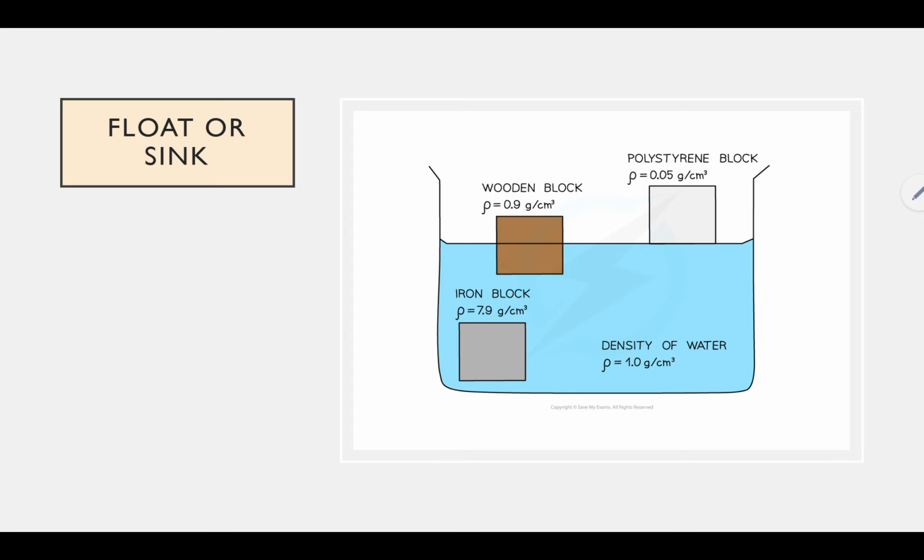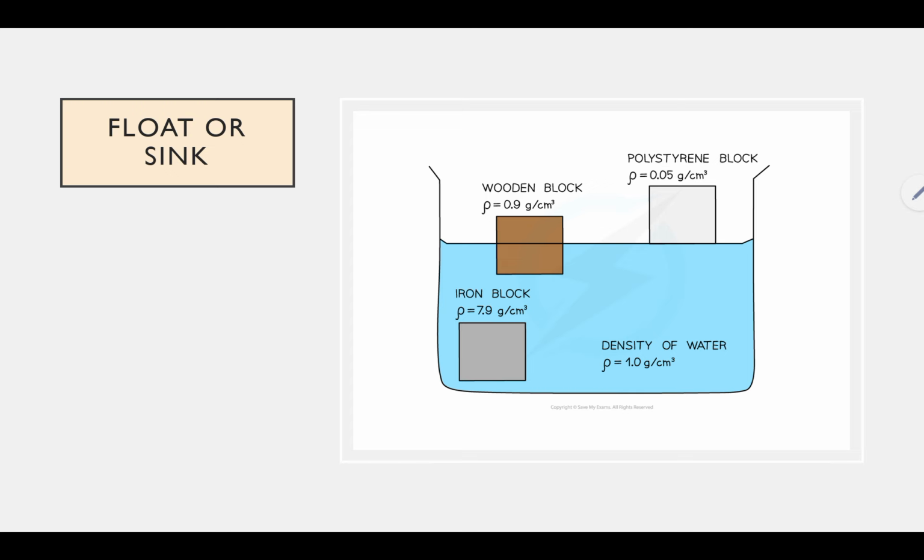Next part is to know if an object will float or sink. In this example, they gave me 3 different blocks in water. So I will always compare my blocks to the liquid or the fluid I'm using my blocks in. Here, the fluid is water. The density of water is usually 1 gram per centimeter cube. So if the block I'm using has a density less than the density of water, which is 1 gram per centimeter cube, then that block will float.